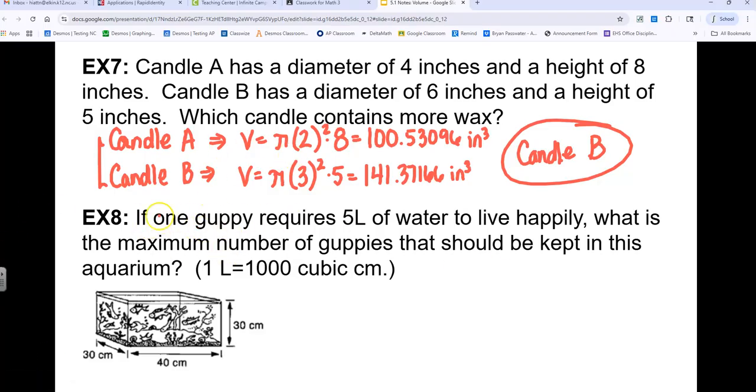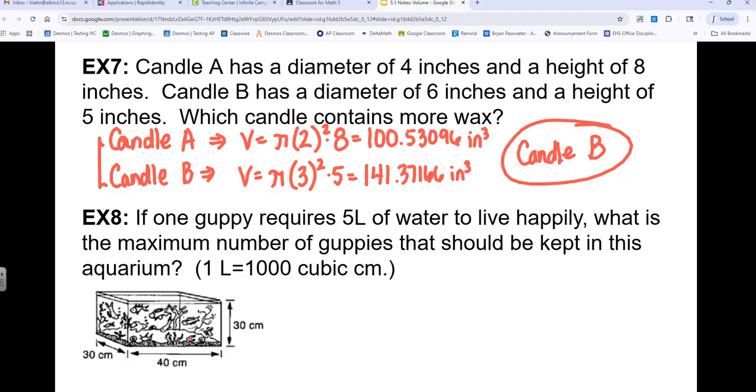All right, let's talk about the guppies in the fish tank. This is something reasonable that you would need to know, because if you put way too many fish in a fish tank, then they're going to die. And if you have a giant fish tank and you only have one fish in it, you're taking care of a really big fish tank, and you could have more, right? Especially the most extreme is having too many fish in a fish tank. They've got to have enough room and food and fresh water to live in. So you need to find the volume of this.